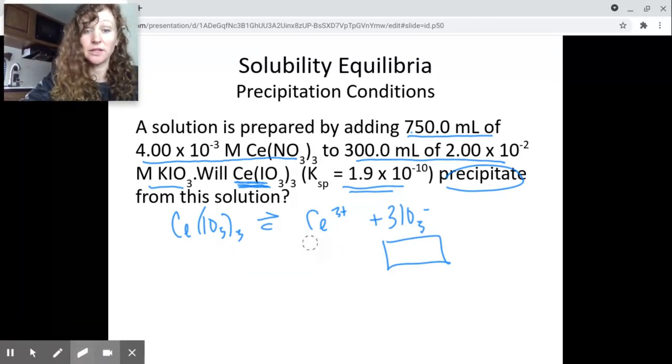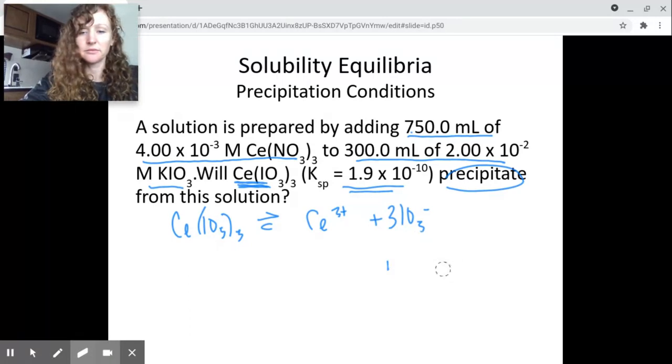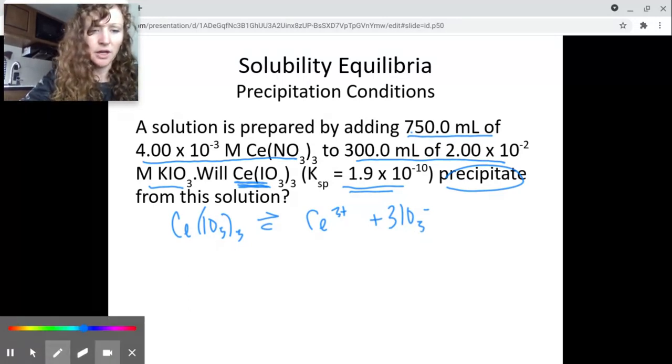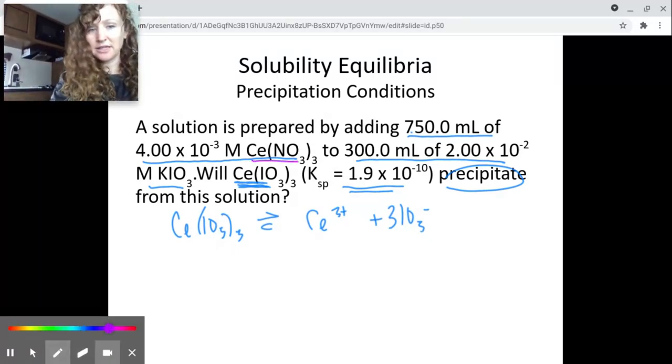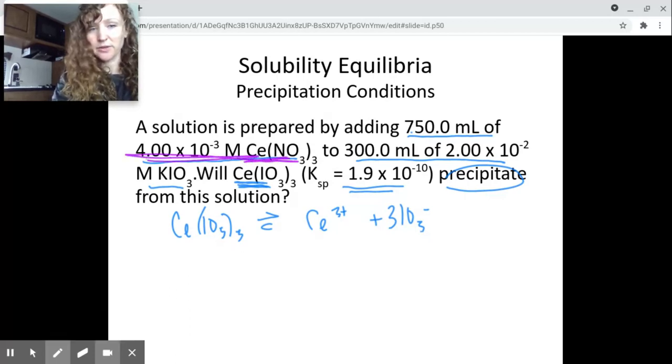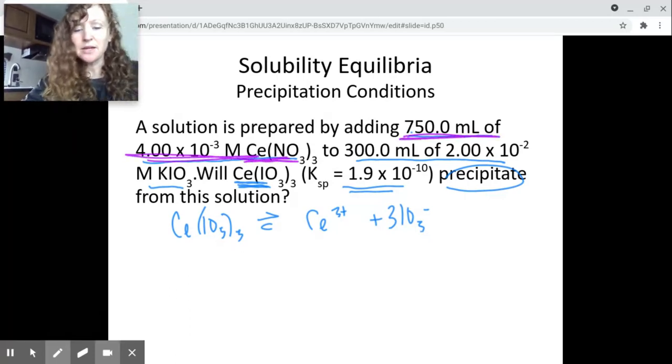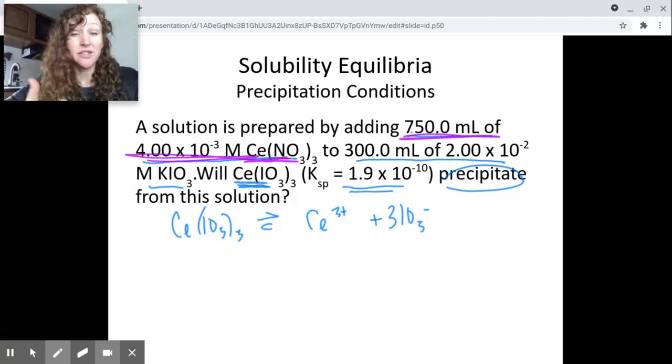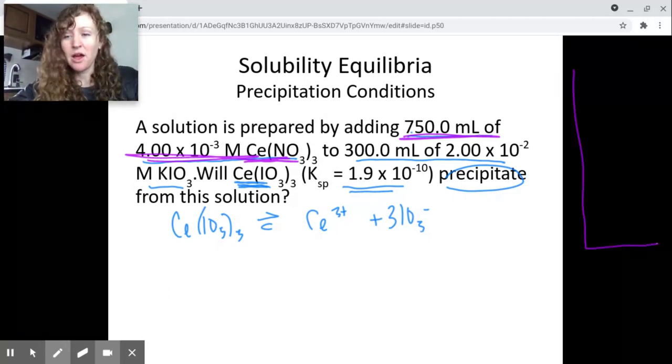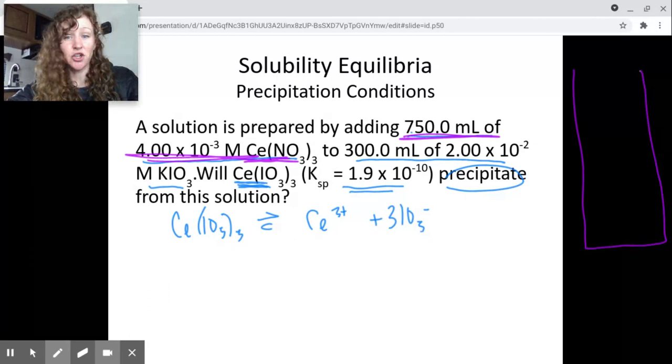So let's figure out what those are. All right. Ce is going to come from this compound. So here's the information on this compound. Let's figure out what our concentration is, because remember, our concentration is not just 750.